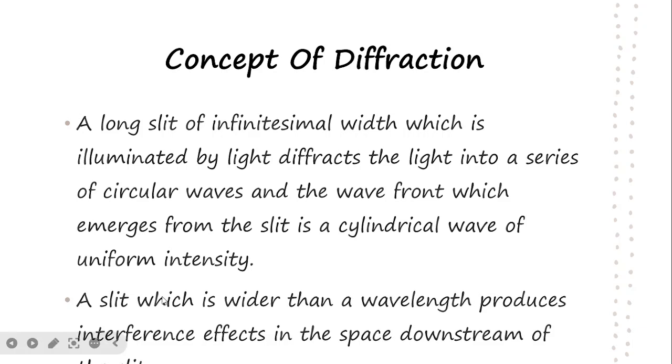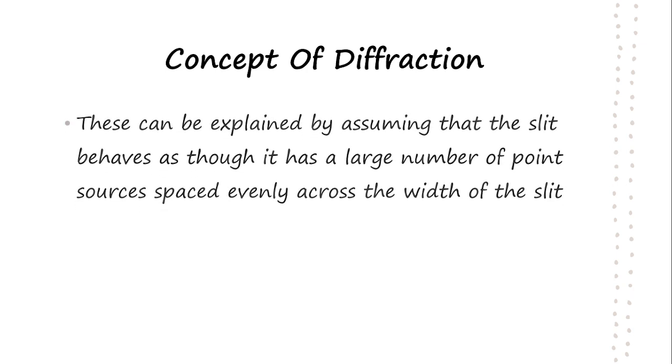A slit which is wider than a wavelength produces interference effects in the space downstream of the given wave. Now, this can be explained by assuming that the slit behaves as though it has a large number of point sources spaced evenly across the width of the slit.